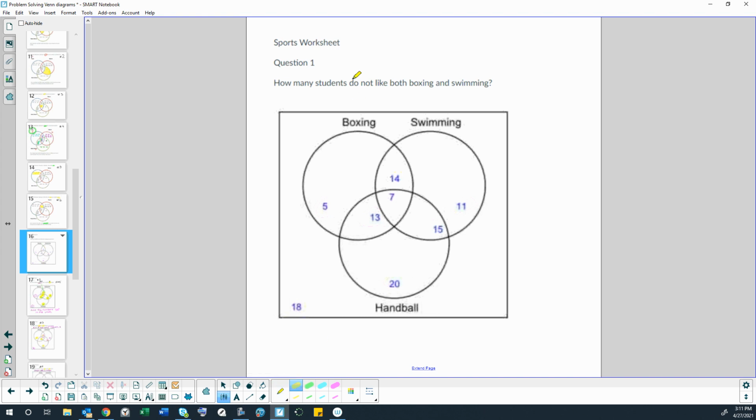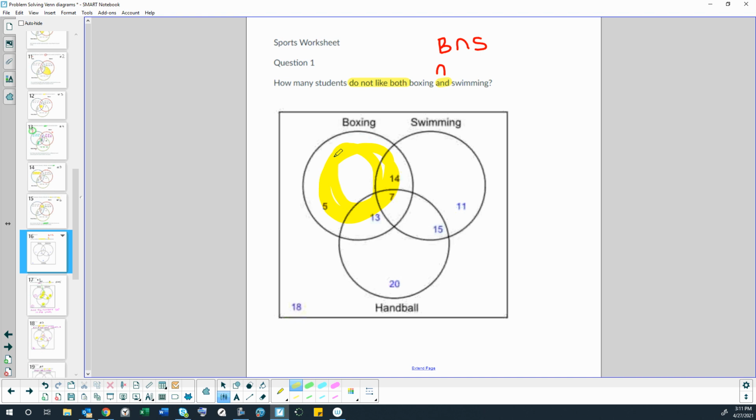Okay, how many students do not like both boxing and swimming? So first thing to notice is that we have the word "and." So the "and" would be our union, where we include everything in both sets. So let's first find "and." So I'm going to use B for boxing and S for swimming.